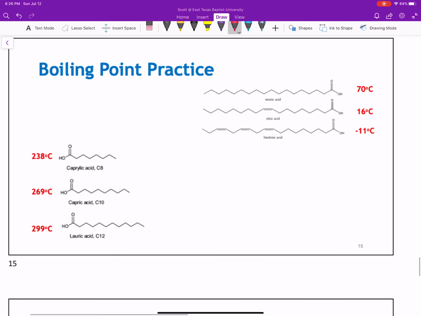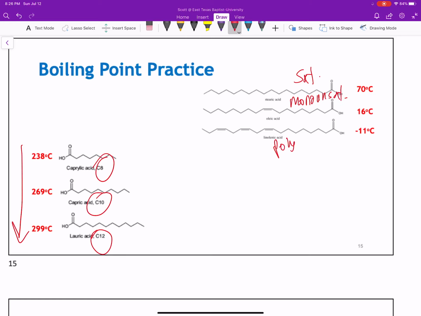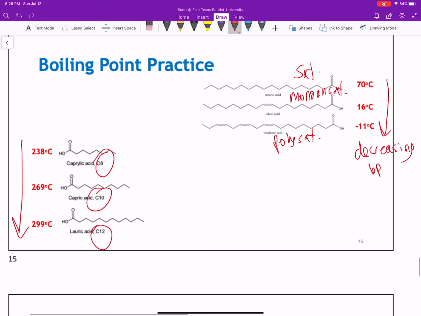Okay, here's some boiling point practice. Hopefully you see that when you go from 8 carbons to 10 to 12 of similar species, the boiling point is increasing. Whenever you go from saturated to monounsaturated to polyunsaturated, I like to think of it as decreasing boiling points as you increase the unsaturation.